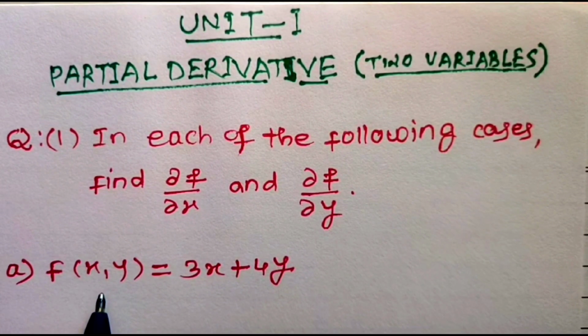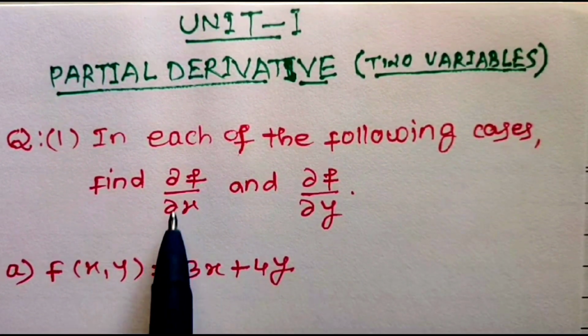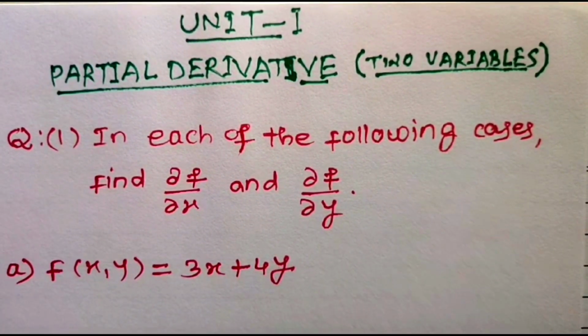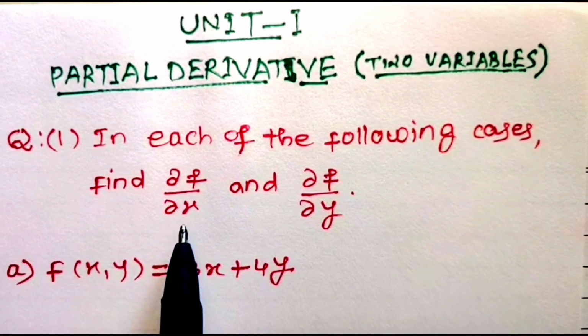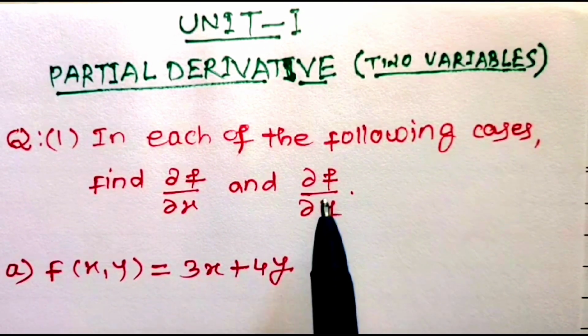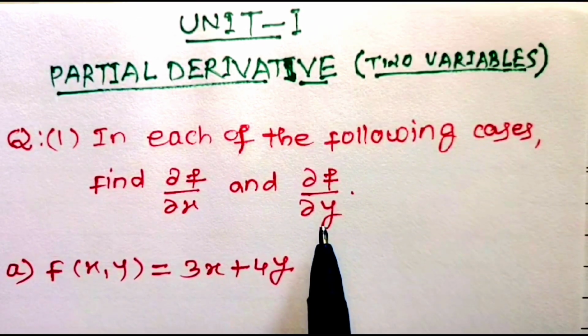F of x comma y is a given function and it contains two variables x and y, which is this function 3x plus 4y. And we have to find out here partial derivative of f with respect to x and partial derivative of f with respect to y. So to find partial derivative of f with respect to x, we have to assume y as constant, and to find partial derivative of f with respect to y, we have to assume x as constant.